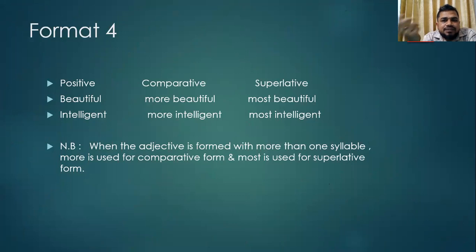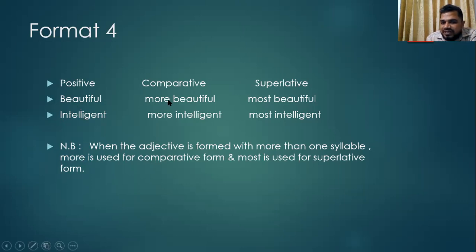Positive, comparative, superlative. Look: beautiful, more beautiful, most beautiful; intelligent, more intelligent, most intelligent. When the adjective is formed with more than one syllable, more is used for comparative form and most is used for superlative form. So dear students, if the adjective is formed with more than one syllable, you have to add more for comparative degree and most for superlative degree.